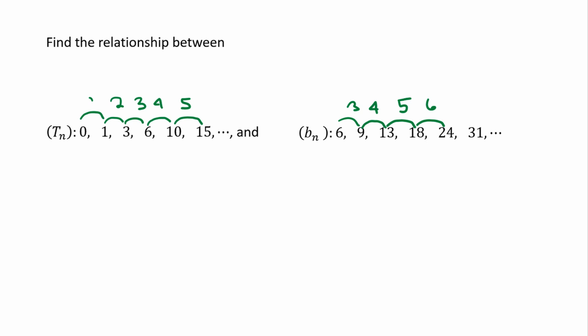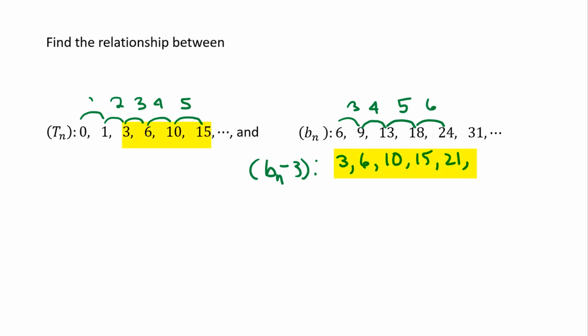Let's begin by adjusting it back 3. That is, let's look at the sequence b sub n and subtract 3. So we get a whole new sequence, subtracting 3 from each of the terms. 6 minus 3 is 3, 9 minus 3 is 6, 13 minus 3 is 10, 18 minus 3 is 15, then 21. And so now we have numbers that match the triangular numbers, but we are still offset.